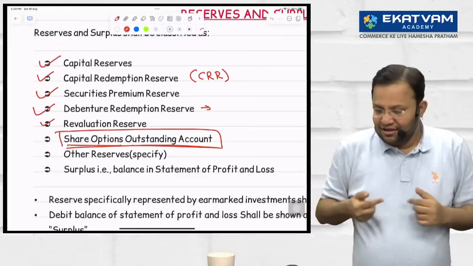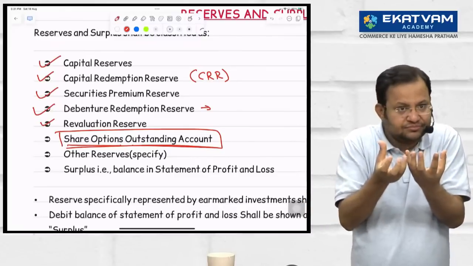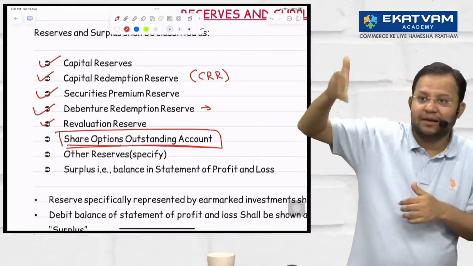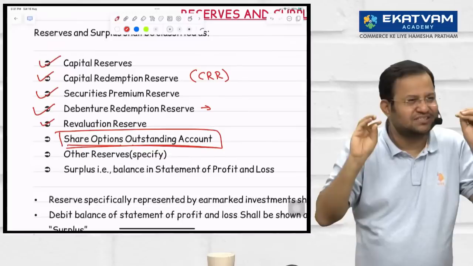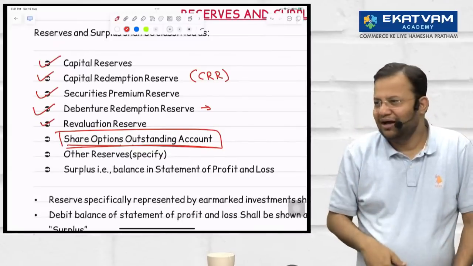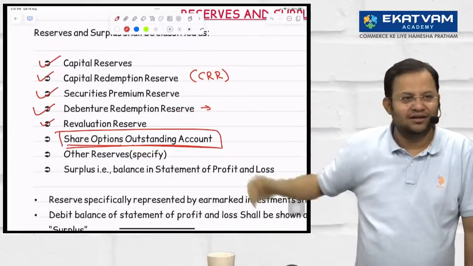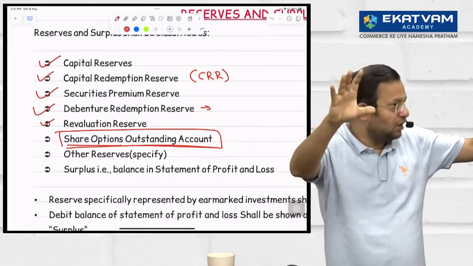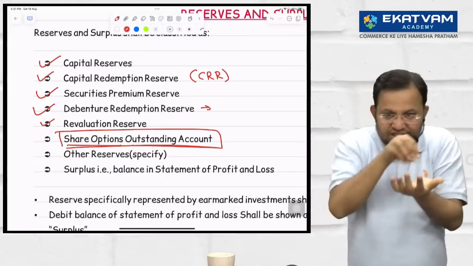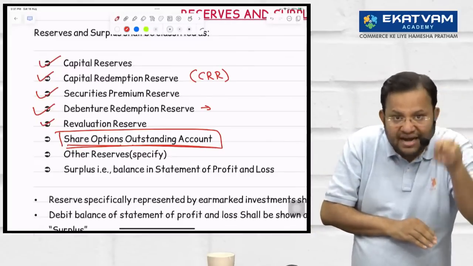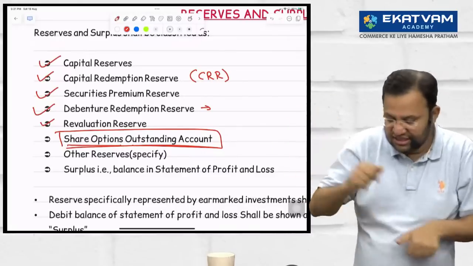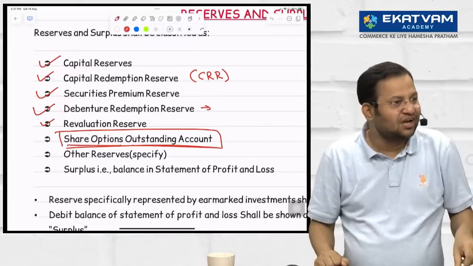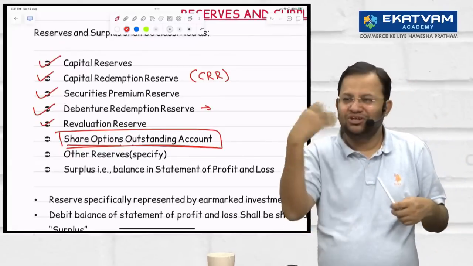Option diya. There is a cost of that option. Because I am giving you shares at a lower price than the fair price. ESOPs are always given at a lower price. Why? Otherwise employees will go in a market and buy, na? So options are given at lower price. Uska cost hota hai. That cost is debited to P&L and credited to this account. What is account? Employee or share options outstanding account.